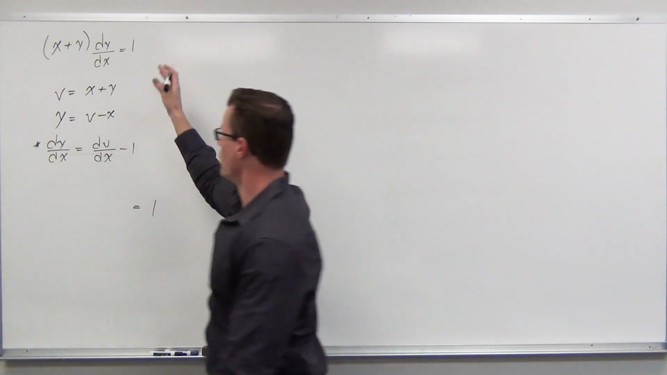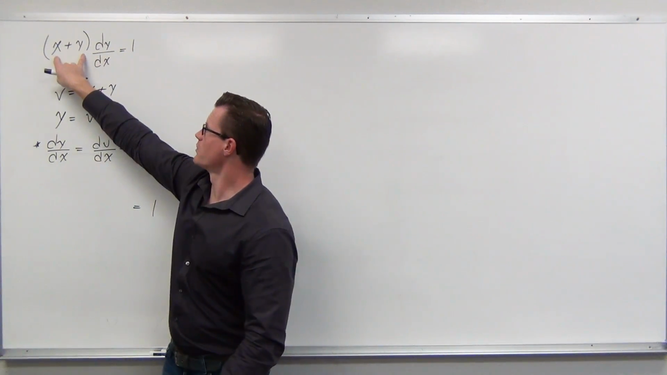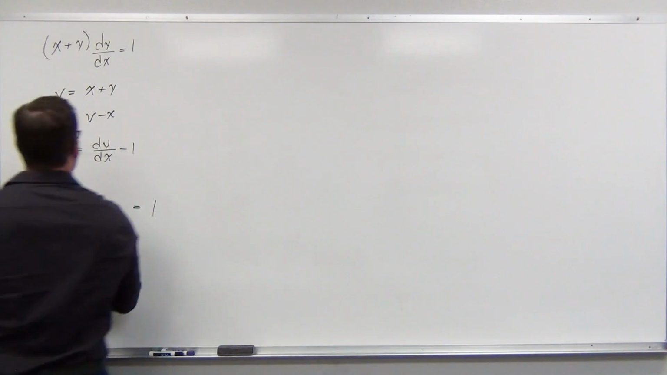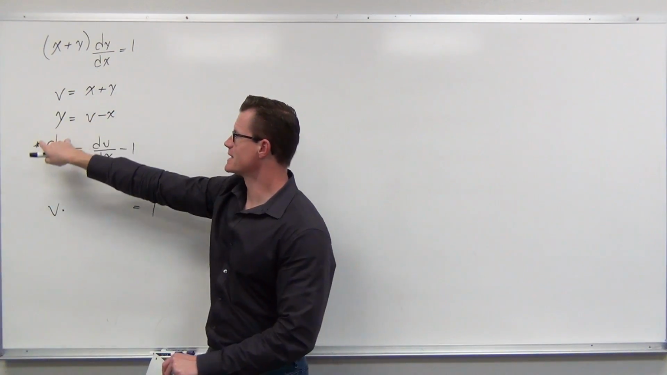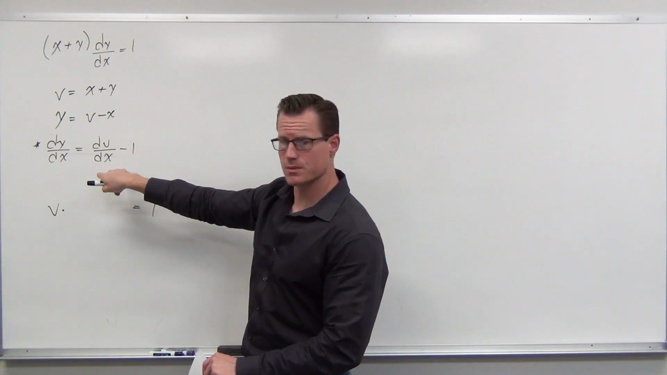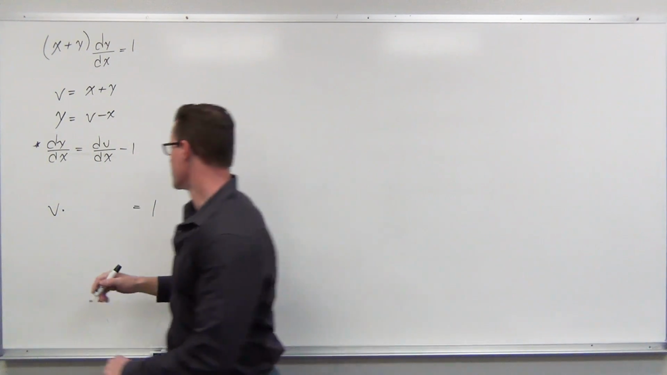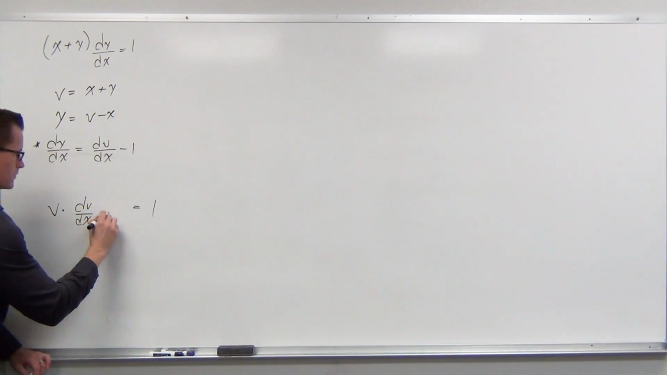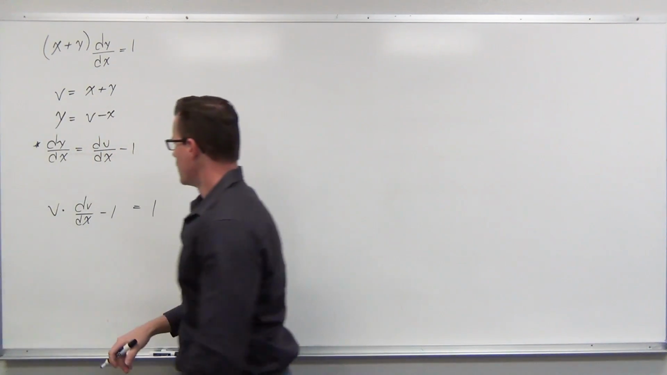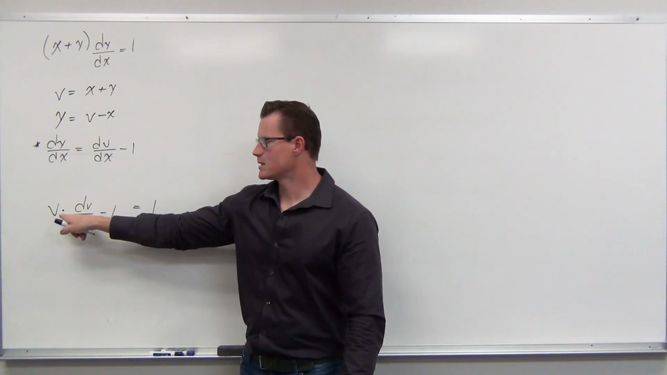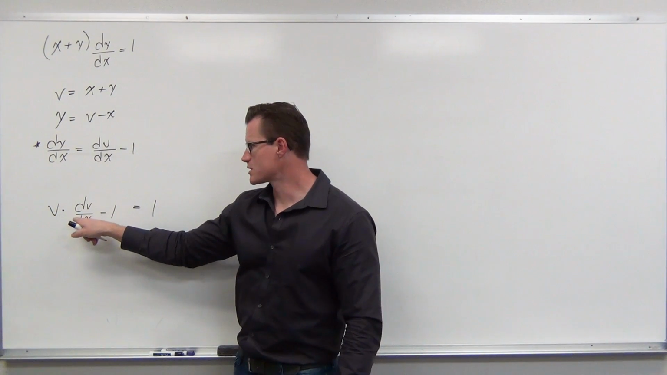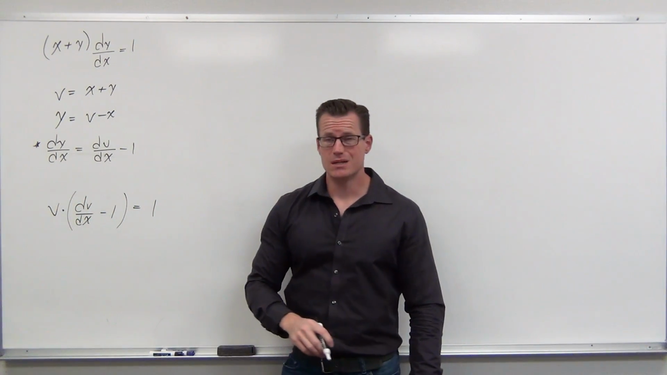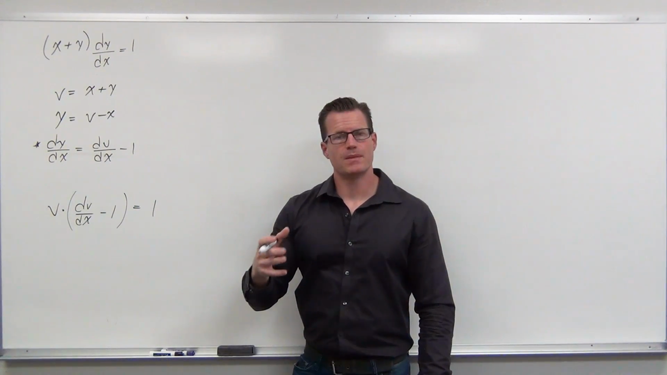So right-hand side, we've got 1. Left-hand side, we're going to call this part v. We're going to call dy dx exactly what we found when we took the derivative of our substitution, dv dx minus 1. Also, you don't get to just assume this is v times just dv dx. The dy dx is this whole expression. You need parentheses there. So let's try to go on.